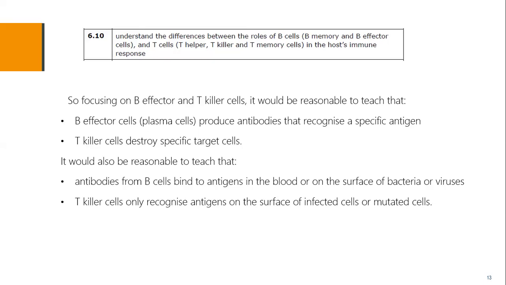Equally, if we look at T killer cells, they should be taught that T killer cells have receptors that recognize specific antigens on the surface of cells, e.g. viral proteins on the surface of virus-infected cells, and that killer cells bind to the antigens on the surface of these cells and lyse them. All of that is part of understanding the role of B effector and T killer cells.